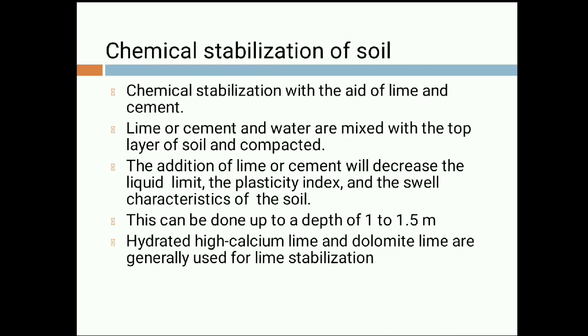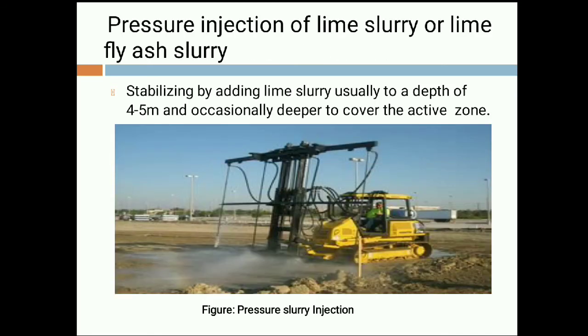Hydrated high calcium lime and dolomite lime are basically used for the lime stabilization of the soil. Pressure injection of the lime slurry or lime fly ash slurry. Stabilizing by adding lime slurry is usually done to a depth of 4 to 5 meter and occasionally deeper to cover the active zone. Such kind of things can also be done to decrease the expansive nature of the soil.